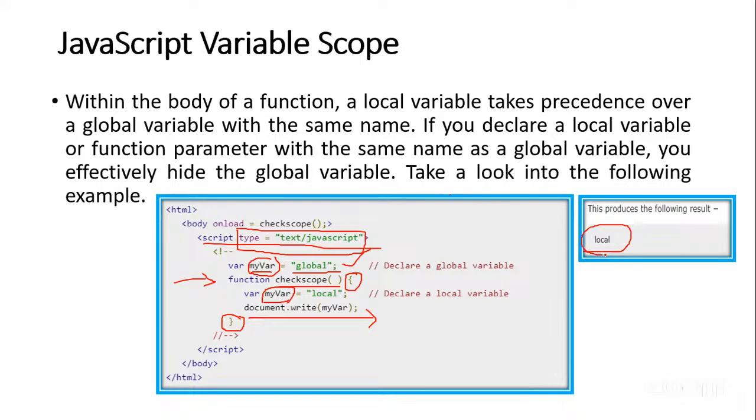That's why, if you observe the output, you are getting the output local. That is the value of my variable. Even though we stored two values, this is my variable, this is also my variable. The name is the same, but this is the global variable, declared and assigned a value outside of the function. And this is a local variable to the function, check scope. So in this case, the priority is given to the local variable of that function. And the value we stored in the local variable myVar is local. That's why the output you are getting is local only, not global.